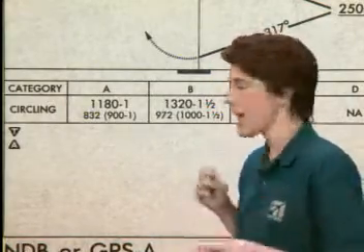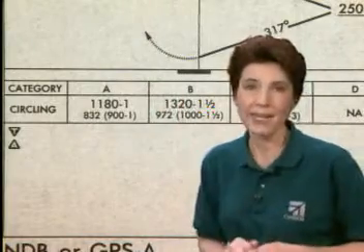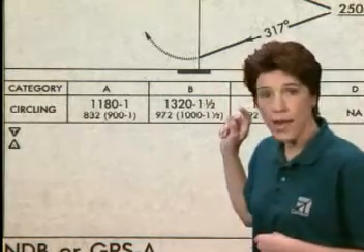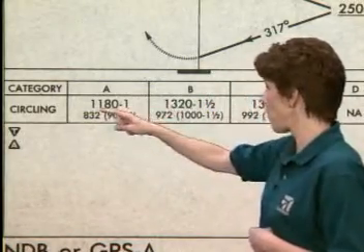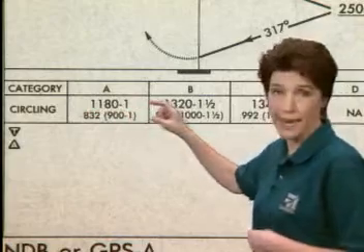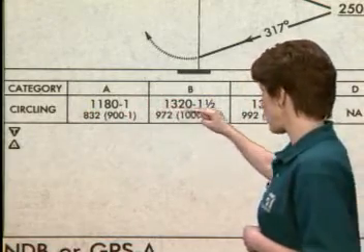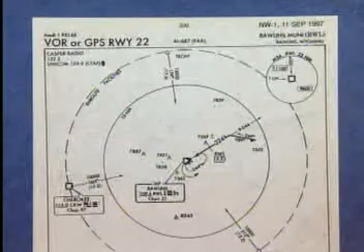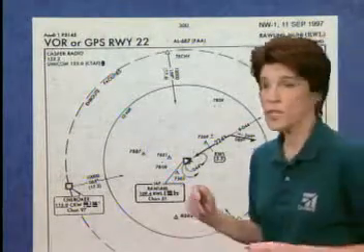For instance, as you remember, the maximum airspeed for a Category A aircraft is 90 knots. If for some reason you were maneuvering on this approach at an airspeed of 91 knots, you would become a Category B aircraft, and your MDA would go up from 1,180 feet to 1,320 feet.